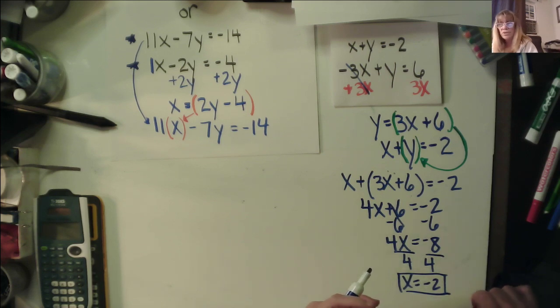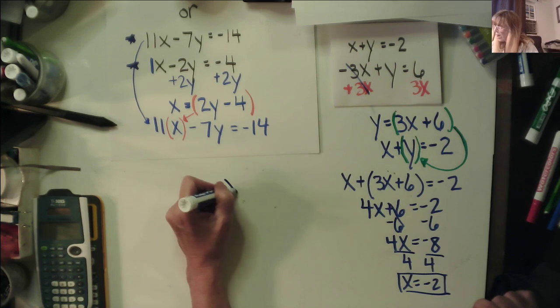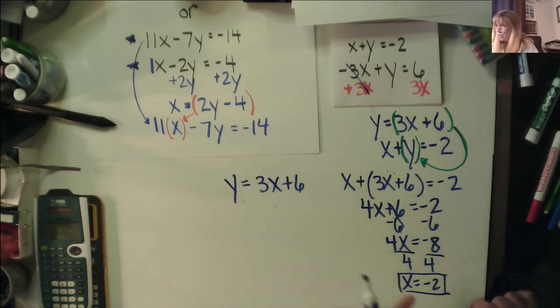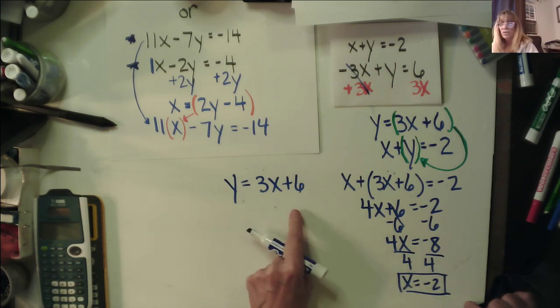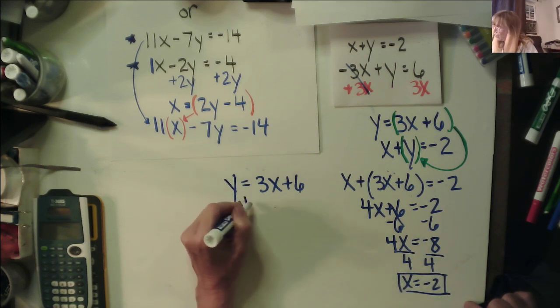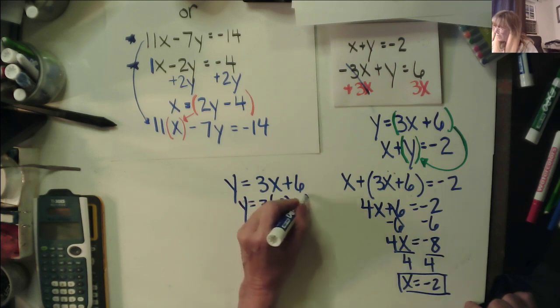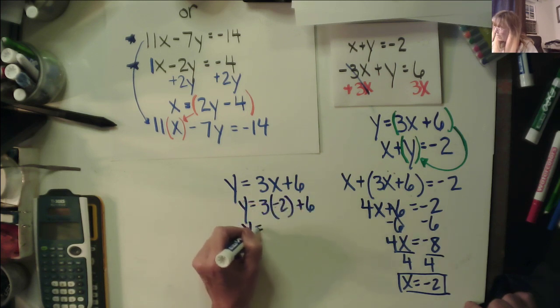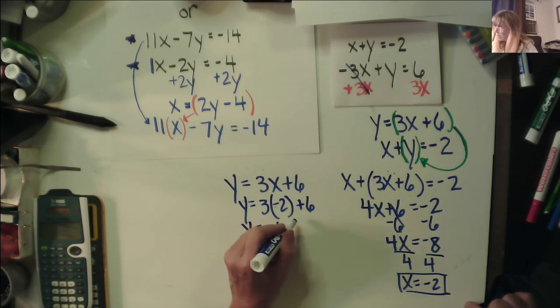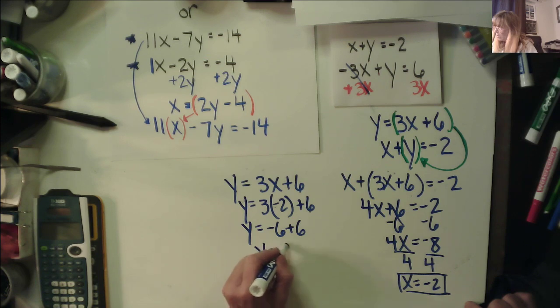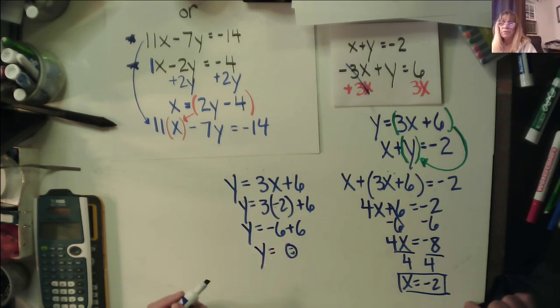So now what do we have to do? We have to go back up here. We found x, now let's find our y. y is 3x plus 6. So we're going to substitute in negative 2 for our x. So y equals 3 times negative 2 plus 6. y equals negative 6 plus 6. So y equals 0. So we have another 0. He's happy. We're using them.